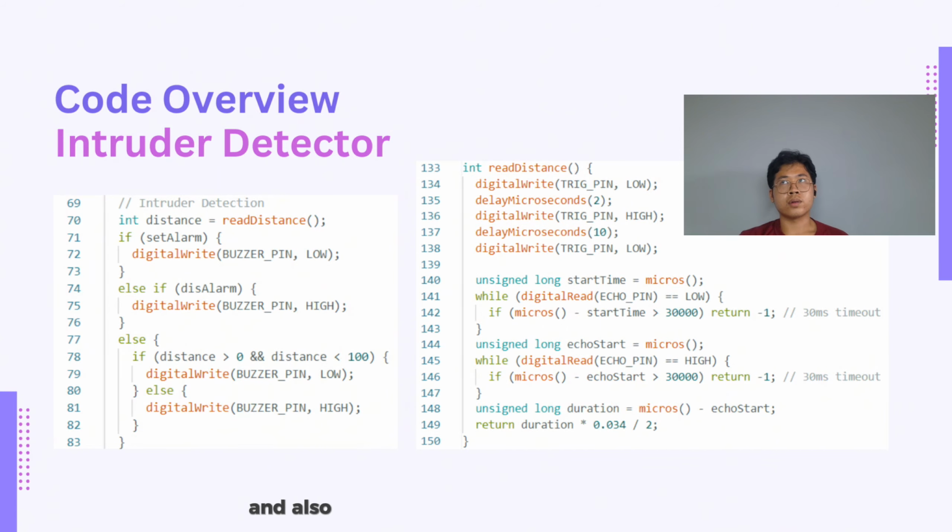And also, the buzzer or sound device is active low. If we want to turn it off, we have to put it high, and if we want to turn it on, we have to put it low.